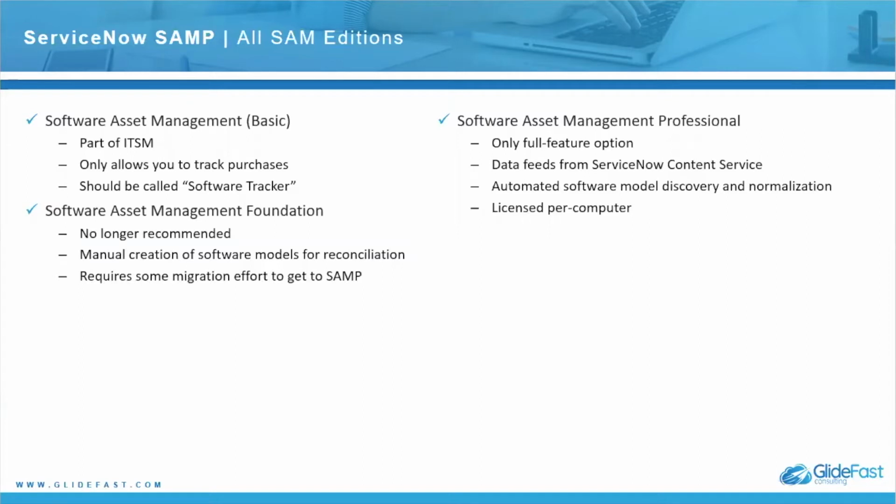It doesn't give you any capabilities of comparing what you have installed versus what you purchased. It doesn't reconcile, it doesn't count, it doesn't do any of those things. So I think it really should just be called a software license tracker. It's just somewhere for you to record that you've made a purchase and that you have a license. And to be honest, I think that's better than nothing.